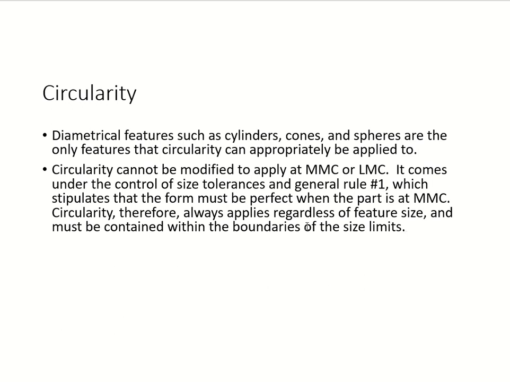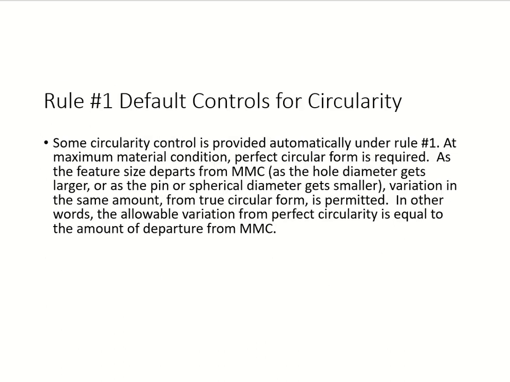When your part is at MMC, circularity always applies, regardless of feature size. And it's got to be contained within the boundary of that size limit, the same thing. So Rule One is your default control for circularity, very similar to everything that we have learned so far, straightness and flatness. Your circularity control automatically applies under Rule One. At MMC, your perfect circular form is totally required.